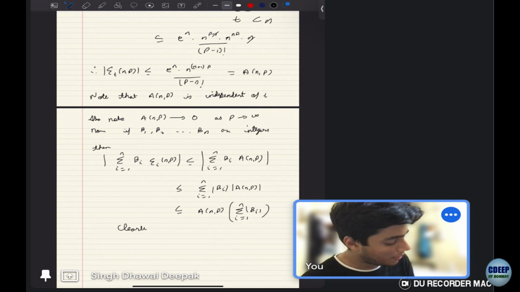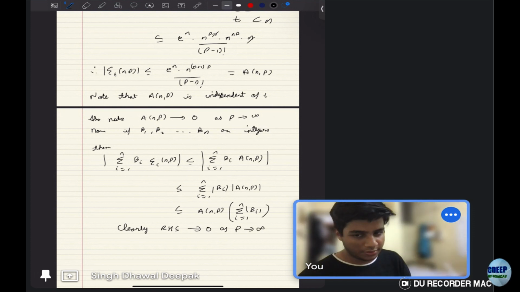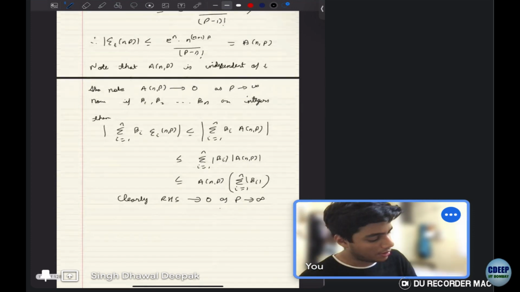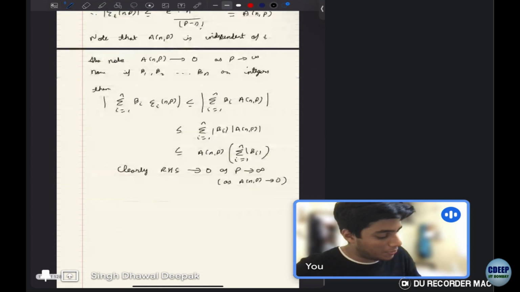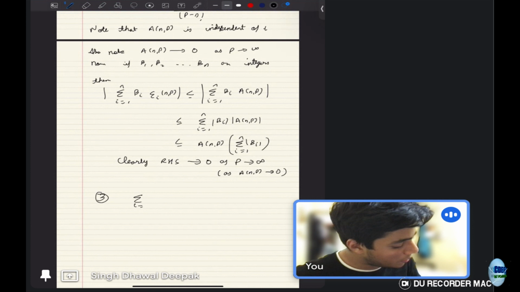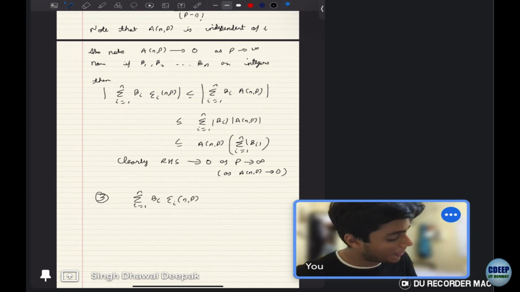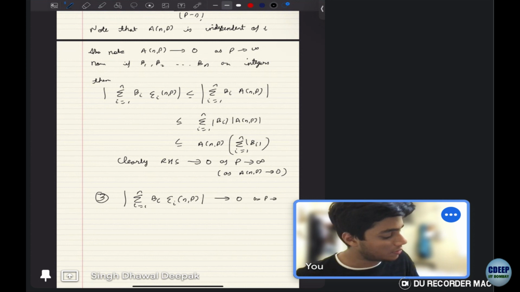This is a finite summation, so it does not matter. Clearly the RHS tends to 0 as p tends to infinity, as a(np) tends to 0. And hence comes our third observation. So our third observation is that the summation for i equal to 1 to n of beta_i epsilon_i(np) tends to 0 as p tends to infinity.